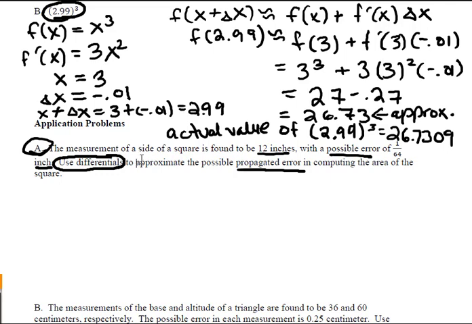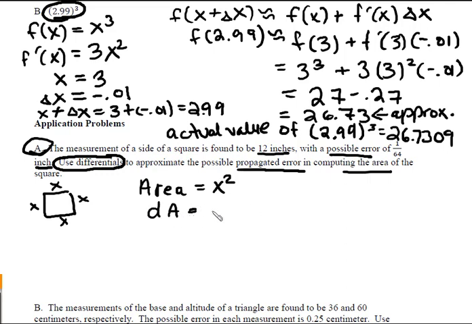We know that a square has equal sides, so x, x, x, x. Alright, so we want to compute the area. So the area of a square is actually going to, in this case, be x squared. So if we find the differential, that's going to be dA, for area of course, is 2x dx. This is the propagated error that they're asking us to find.